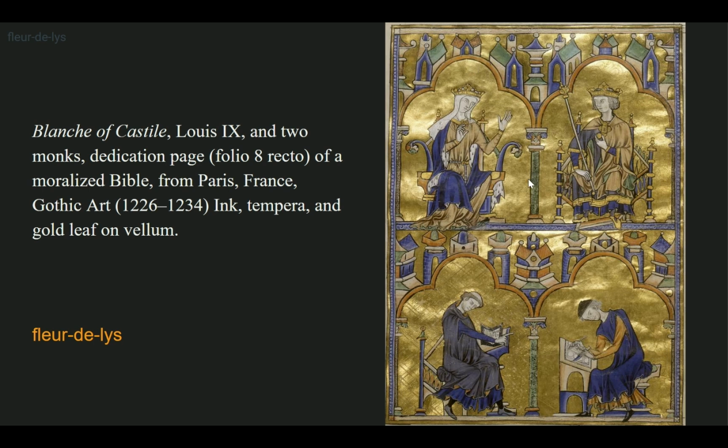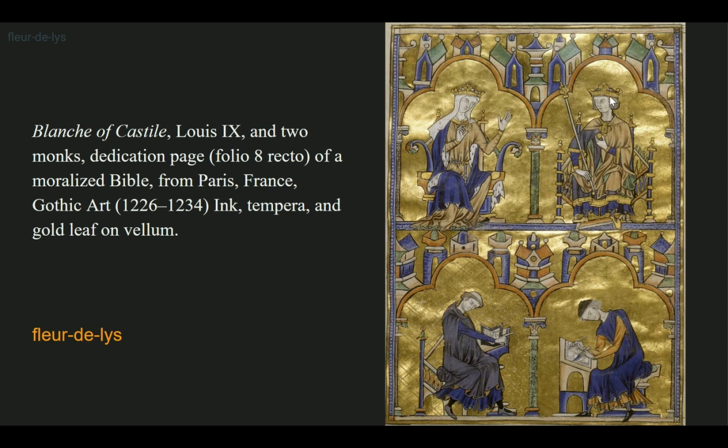But essentially, the historical context is that after the death of King Louis VIII, his wife, Blanche of Castile, took charge of ruling France. There's all these rebellions and challenges. Again, it's a really difficult time period. And she secured stability for her son, Louis IX, to assume the throne in 1234. And so here we see her and her son.